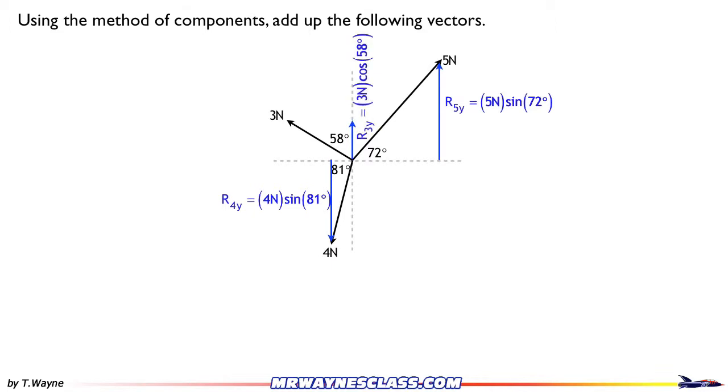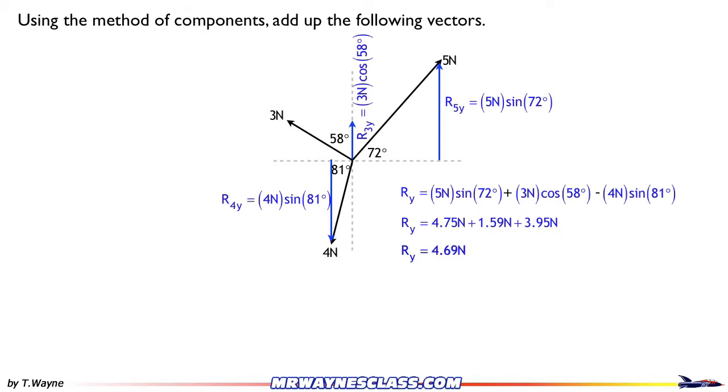As I do this, I'm going to first look at Ry. So adding up all the components in the y direction, everything going up minus everything going down. Going up first, I've got the 5 newtons sine 72, plus what's also going up is the 3 newtons cosine 58. Now the 4 newtons sine 81 degrees is going down, so I'm going to subtract that one. Do a little bit of math, and I get in the y direction 4.69 newtons. Because the answer is positive, and I know that everything going up is positive, my y component is going to go upwards in the positive direction.